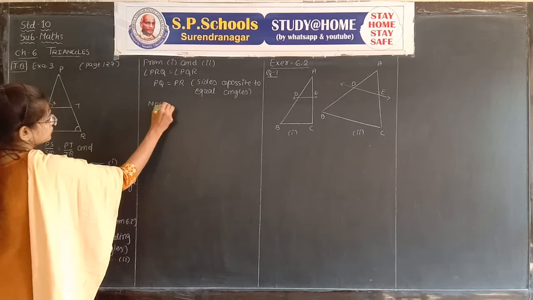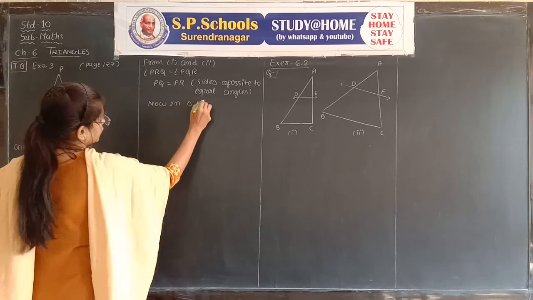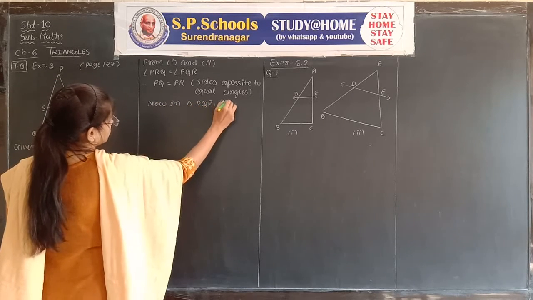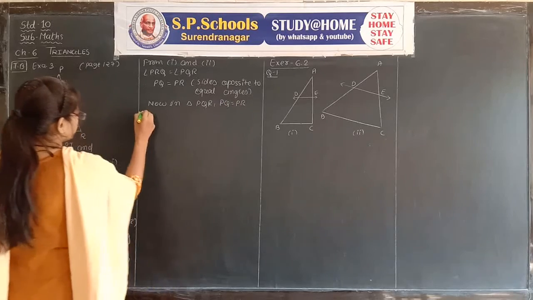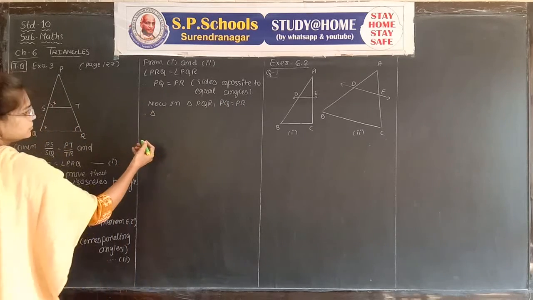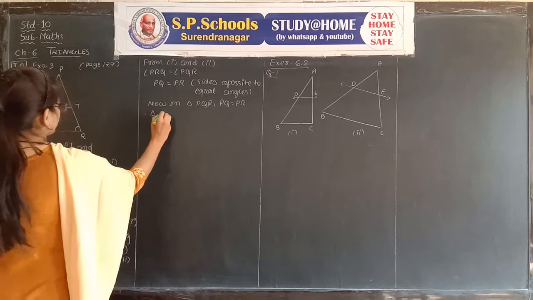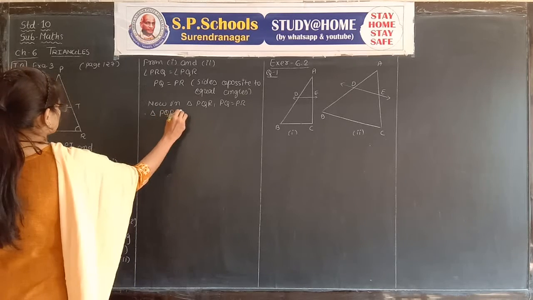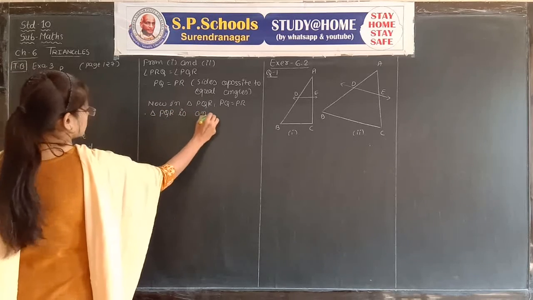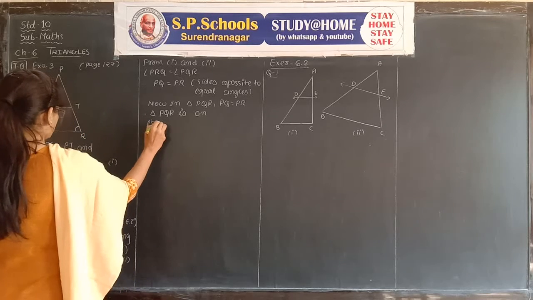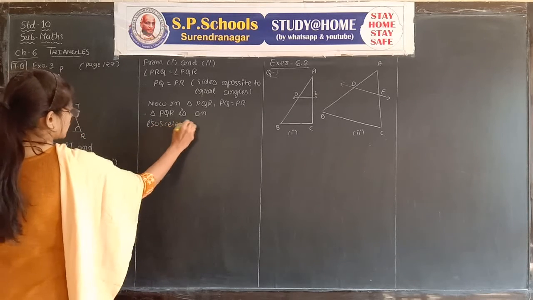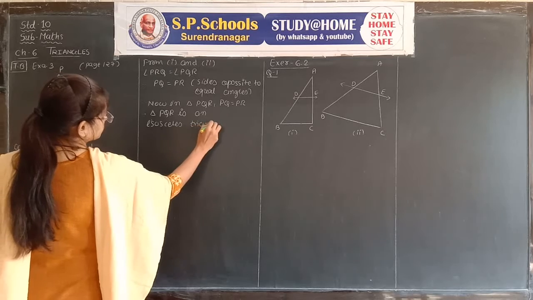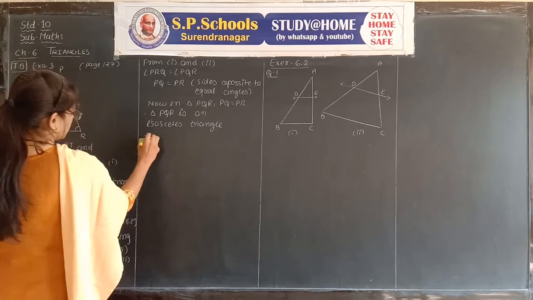Now in triangle PQR, PQ is equal to PR. Therefore, triangle PQR is an isosceles triangle. Hence proved.